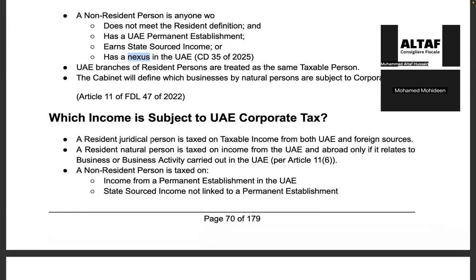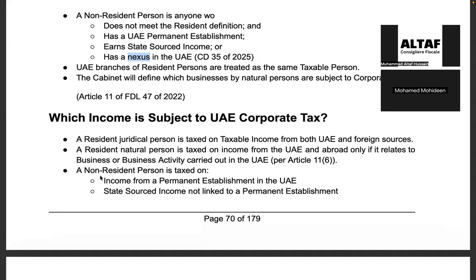Resident juridical person, worldwide income. A resident natural person is taxed on income from UAE, and yes, abroad as well, but only if it relates to the business or business activity carried out in UAE. So basically exports, if you really think about it, because export will happen from UAE. So it is still a UAE income. So this is how the resident juridical and natural persons are taxed.